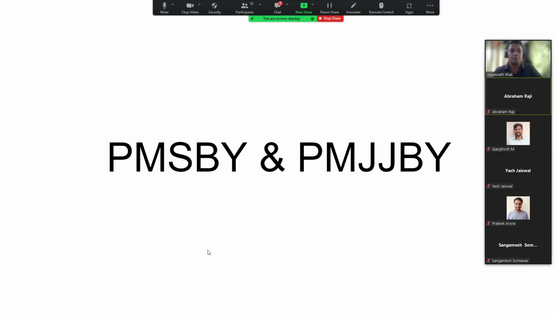Now PMSBY and PMJJBY are also insurances that you can invest in to get tax deductions. I've mentioned these separately because these are schemes that were released by the government as an option for people who can't afford premium insurance. They are very cheap insurances.